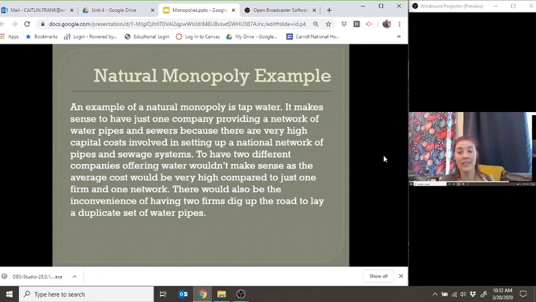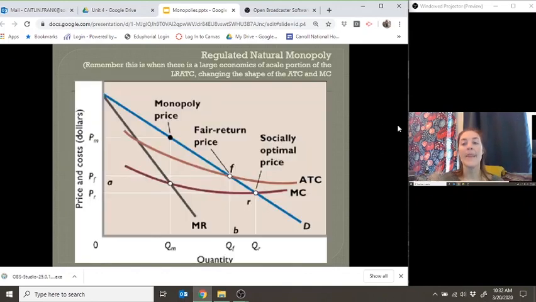That, and water is such an inelastic good. We don't want firms having too much power over the price of what they sell. So the government oversees the prices of this tap water. And that is how we look at regulating a natural monopoly.